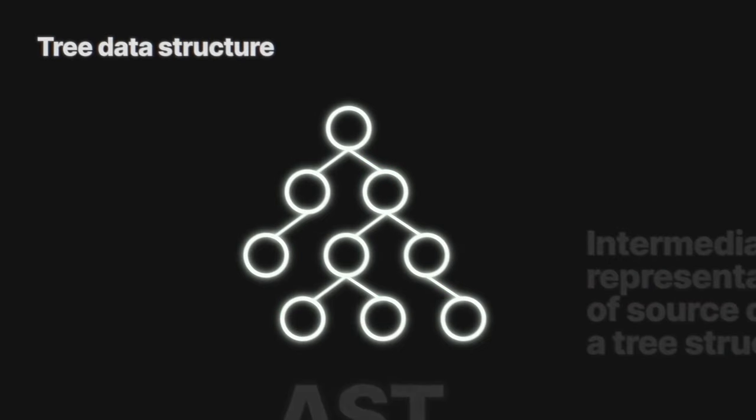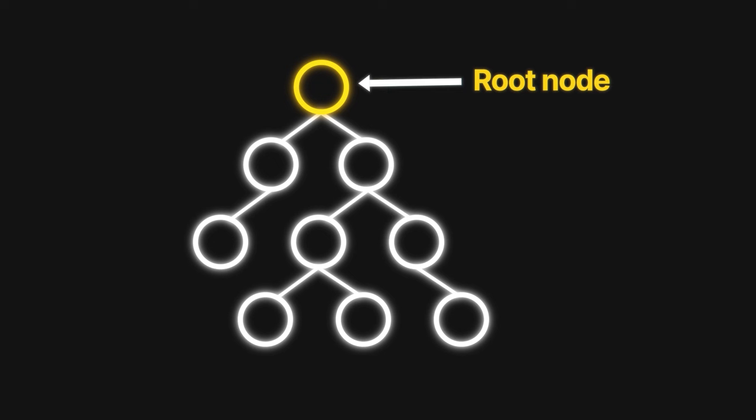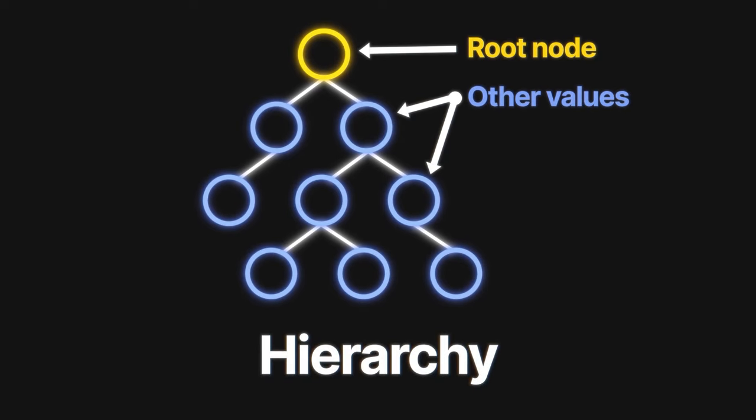To start, let's look at the tree data structure. A tree data structure starts with a root node. The root can then point to other values, and those values to others, and so on. This begins to create an implicit hierarchy, and also happens to be a great way to represent source code in a way computers can easily interpret.